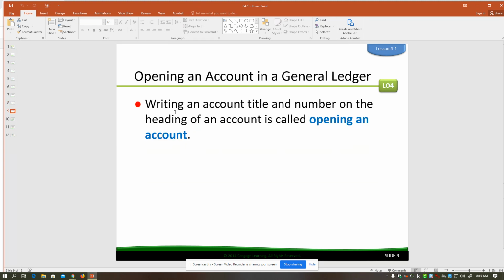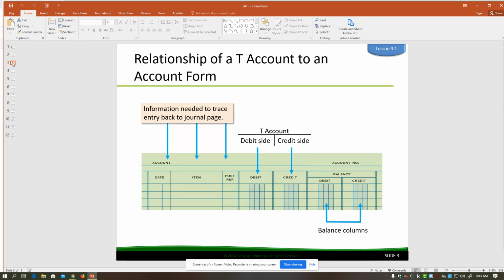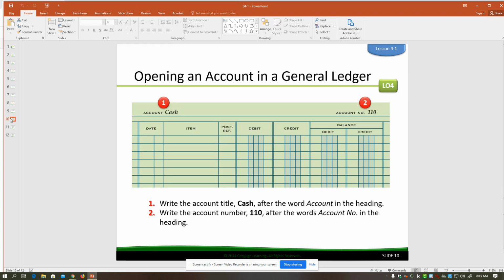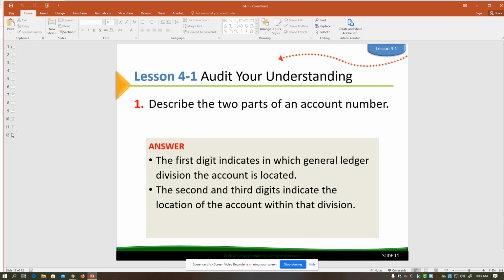Writing an account title and number on the heading of an account is called opening an account. That was back here where you write it right here. And the account number is opening an account. To open an account, you write cash after the word account in the heading and write the number 110 in the account number space at the heading. And that's the end of our lesson.